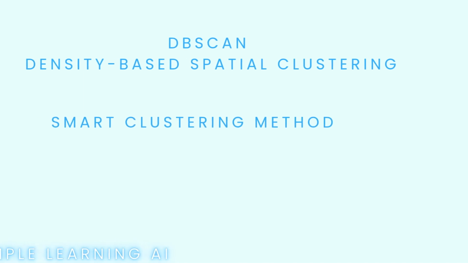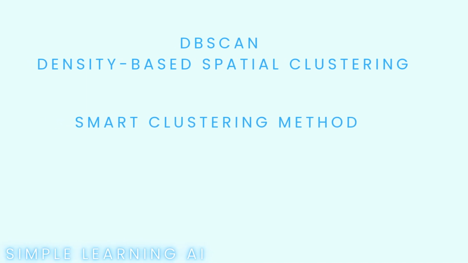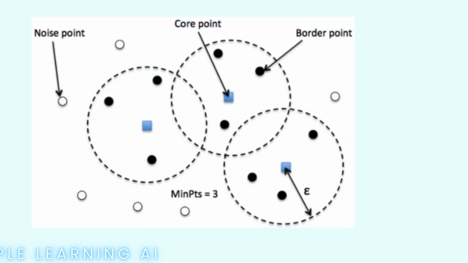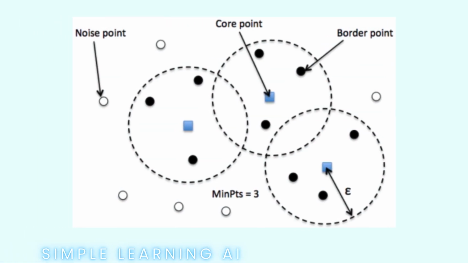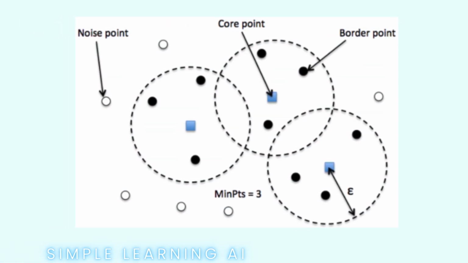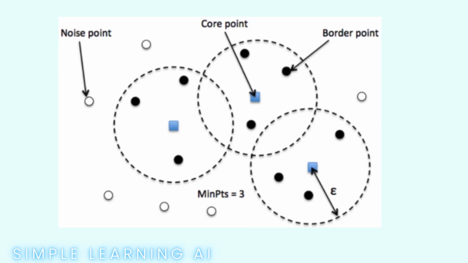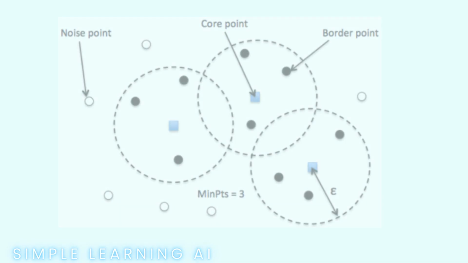DBSCAN is a smart clustering method that looks for areas with a lot of points and calls them clusters. How it works. If a point has enough nearby neighbors, it's part of a cluster. If a point is too alone, it's called noise or an outlier. DBSCAN is great because it doesn't need you to say how many clusters you want.